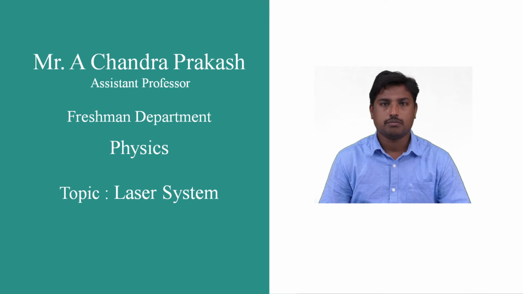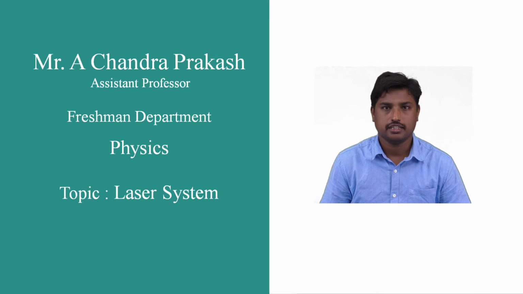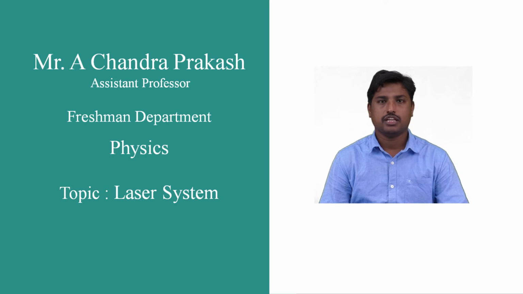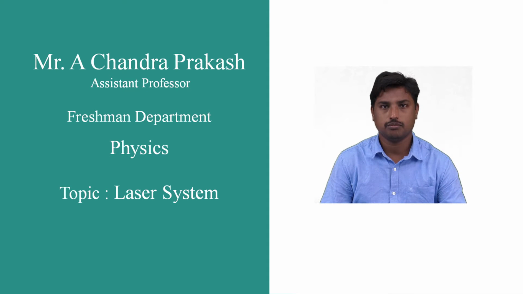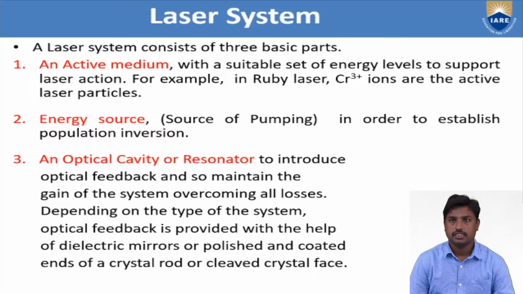In the last class, we had discussed the basics of lasers and basic definitions, like population inversion, metastable state, steps involved in the laser, types of radiation, stimulated absorption, stimulated emission, spontaneous emission. Basics we had discussed in the last class. In this class, I will cover lasing action, the main requirements for the laser, and the types of lasers. Then coming to the laser system.